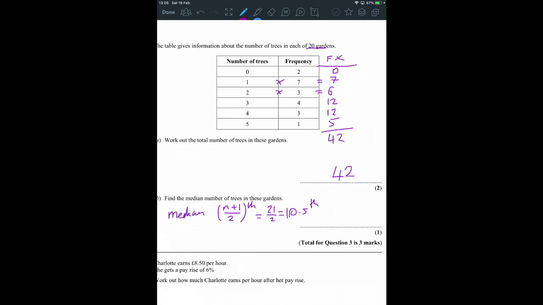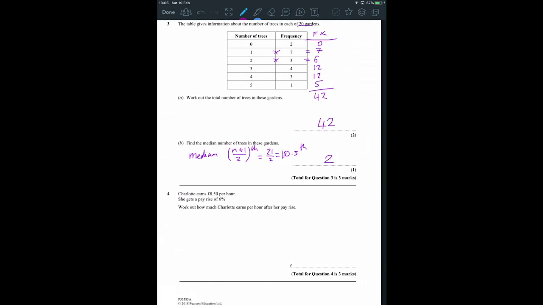Well, up until the number of gardens with 0 and 1 trees, there are 9 with 0 and 1 tree. The next 3 all have 2 trees, so that's the 10th, 11th and 12th garden, all with 2 trees. Well, the 10.5th garden is then definitely going to have 2 trees.